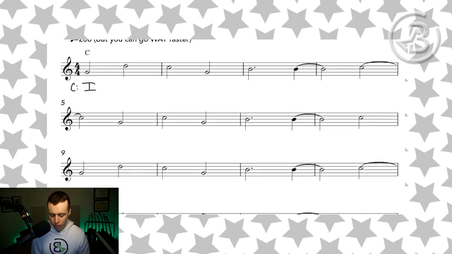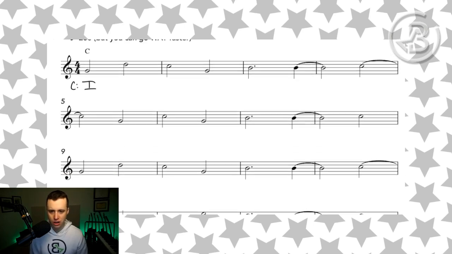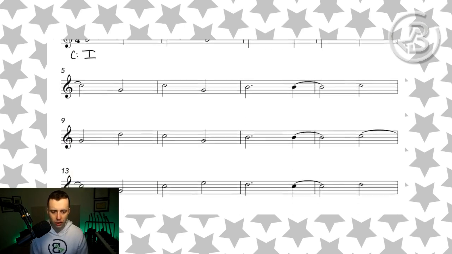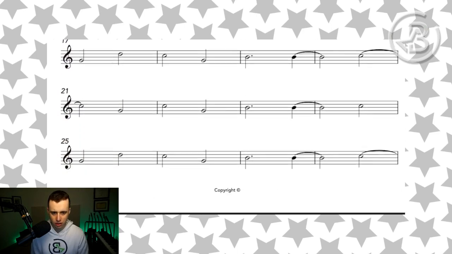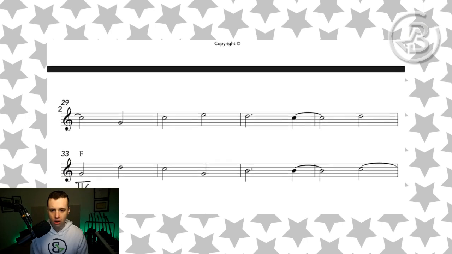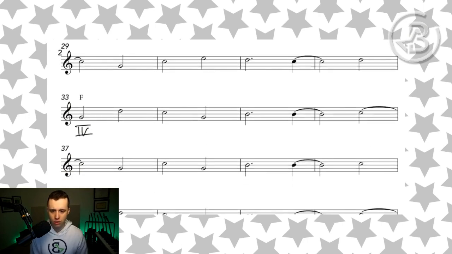We start off with the entire first page as Roman numeral 1, as C major. Okay, that's a lot. Okay, 33, we go to F, which is 4. So we have 32 measures where nothing changes about the chords. Now what we're going to see is the chords are going to change every 8 measures. They're going to start to speed up.